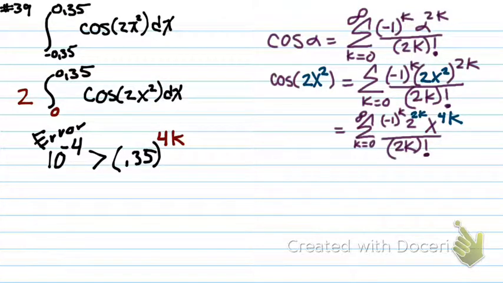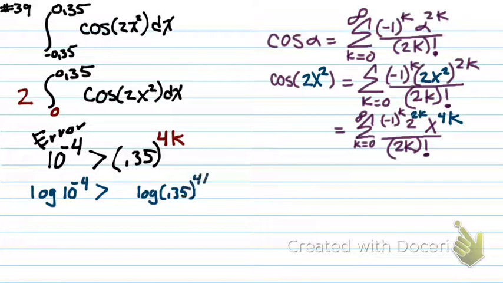Is that a millionth? No. Tens, hundreds, thousands, 10,000ths. They wanted our error to be no more than 10 to the minus 4. So we put that inequality. Whoa, maybe I want the inequality the other way. Anyway, what are we going to do? We're going to take the log. I'm going to use the common log.